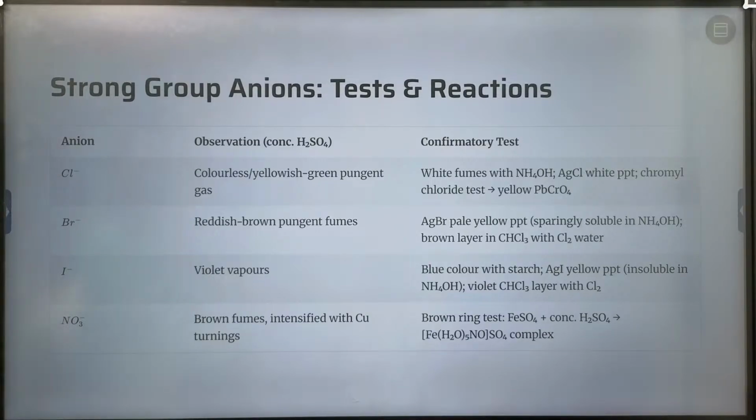And for bromide, you will get reddish brown pungent fumes. I told you how to distinguish between nitrite, nitrate, and bromide, right? You get reddish brown fumes for all three anions. But if you have a pungent smell, then it is surely the bromide ion. For the confirmatory test of that, we go for the chlorine water test. That's what I have mentioned as brown layer in chloroform with chlorine water. So that is said to be the chlorine water test.